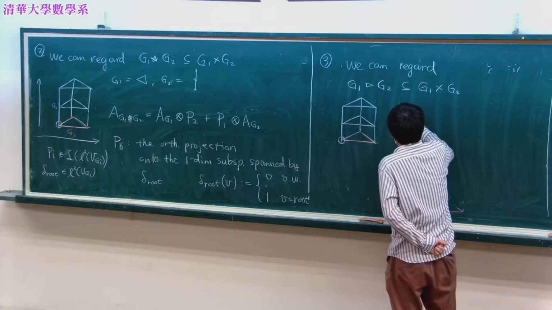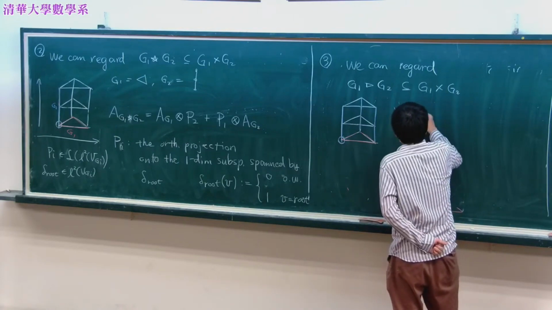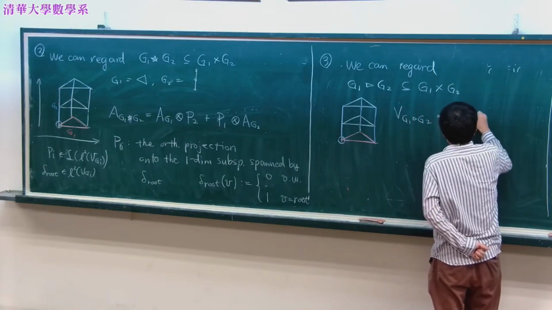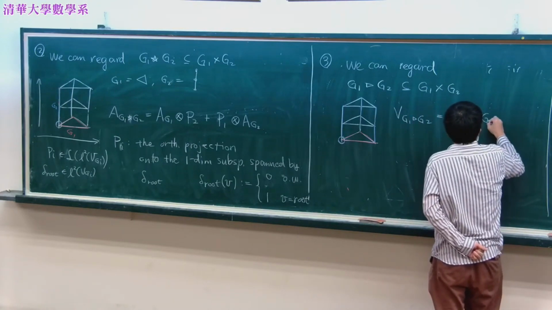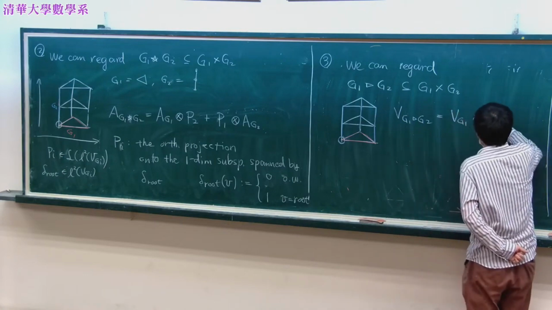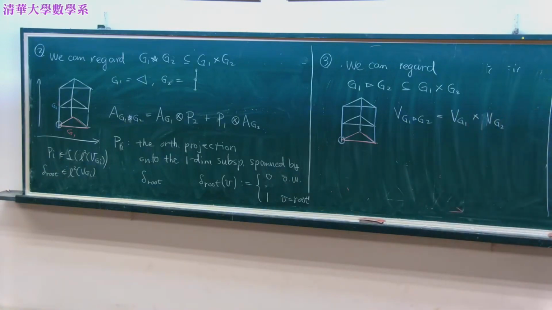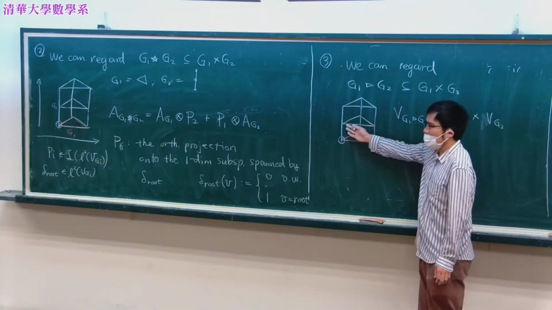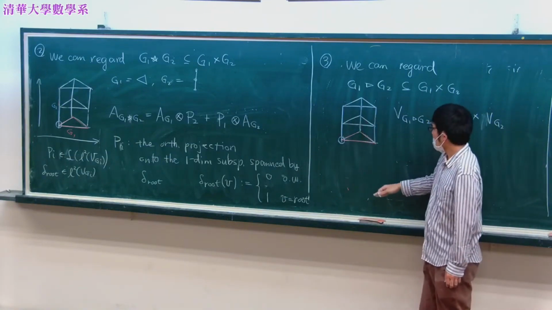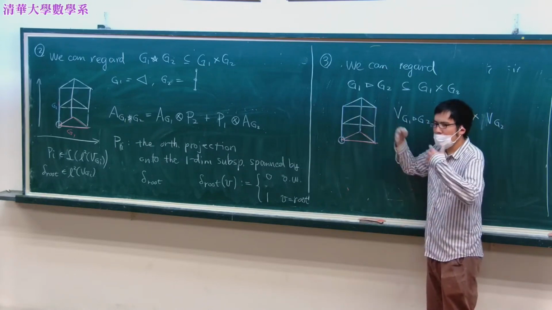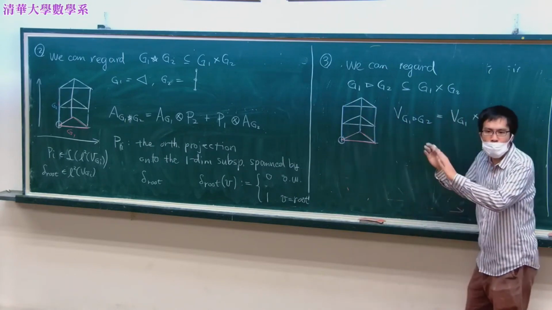So the vertex set actually is the same as the Cartesian product. But there are fewer edges. Namely, on the second floor and the third floor, edges are deleted. That's the cone product.